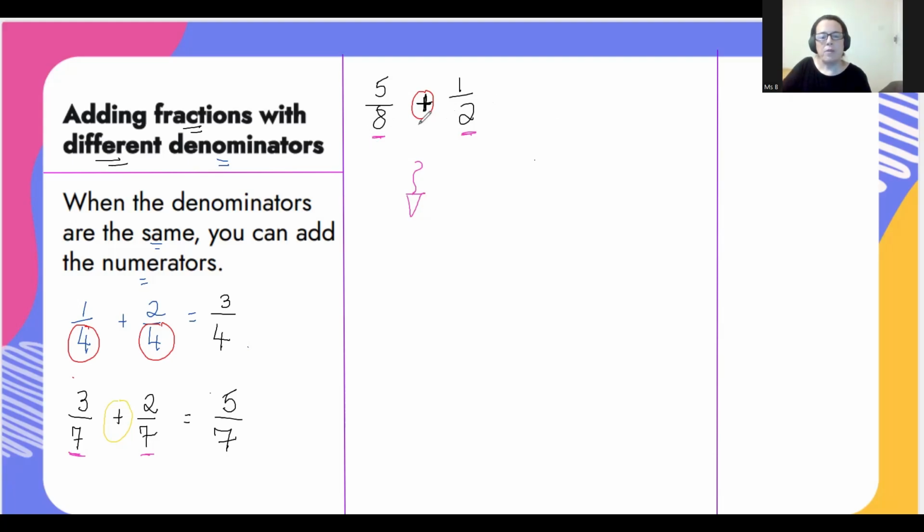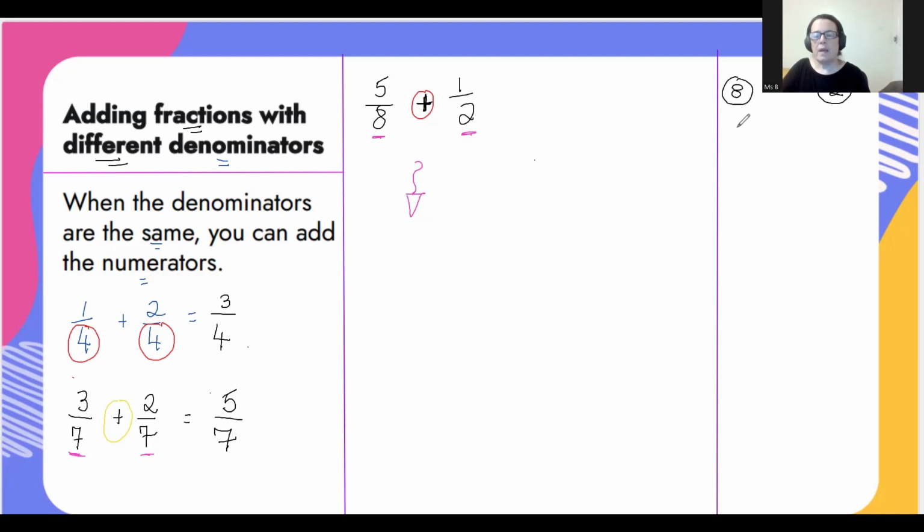look at my denominator 8, and over here I'm going to write 8 down. Then I'm going to look at my denominator 2. Over here I'm going to write 2 down. And I'm going to do my 8 times tables. And then I'm going to do my 2 times tables until we have a number that matches up in both tables. Let's see what that looks like.